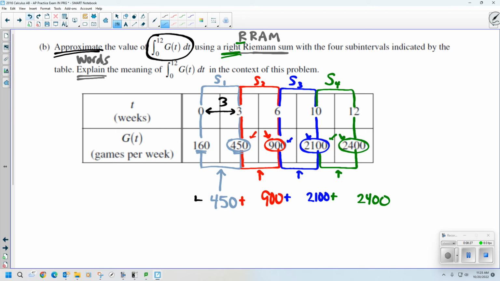So my 450 is going to get multiplied. Yep, I said 450. And I started to write the 4 after pointing out that the width was 3. So 3 times 450. This width is also 3. I mean, I could have distributed the 3 here, but let's just, for the sake of the problem, write it out like this. Still get the same answer. This width is 4. And this width is 2.